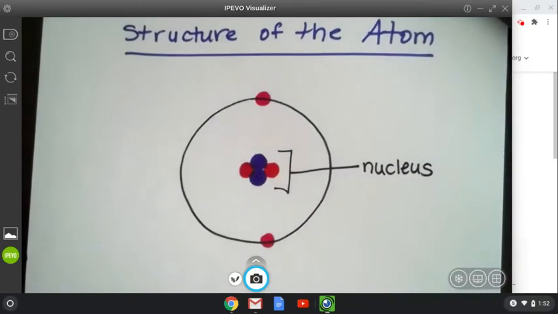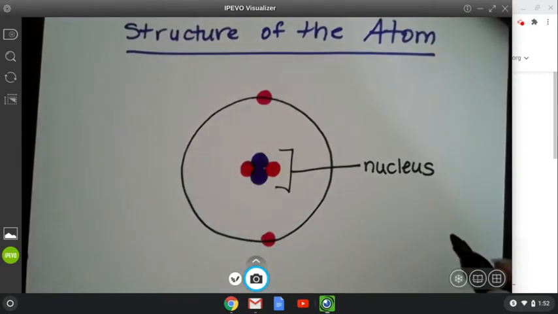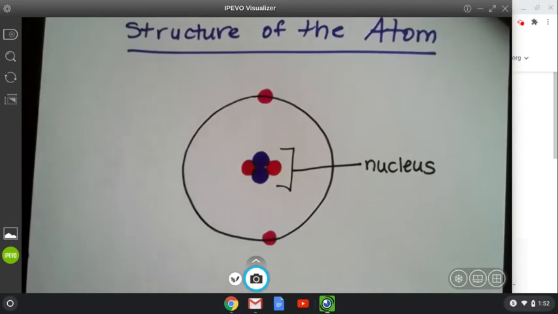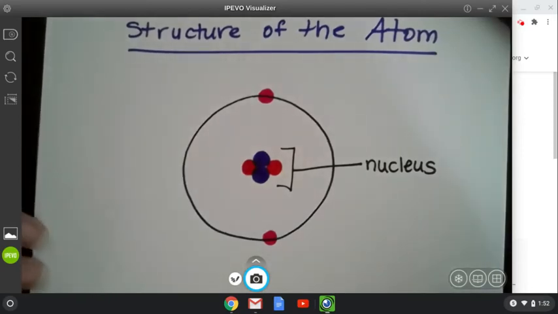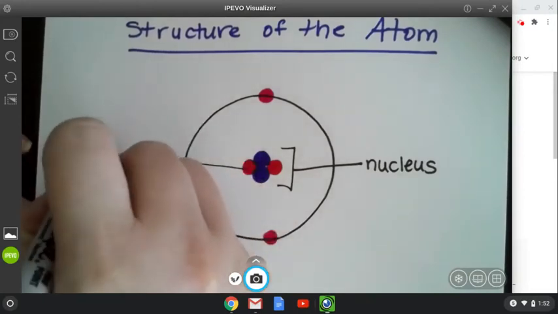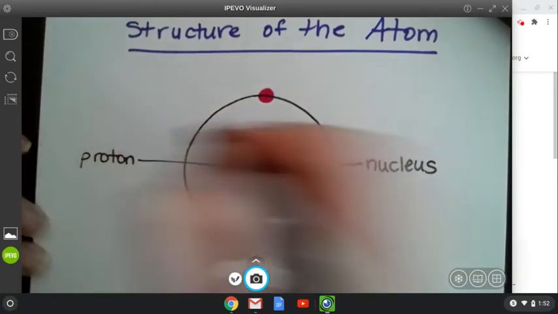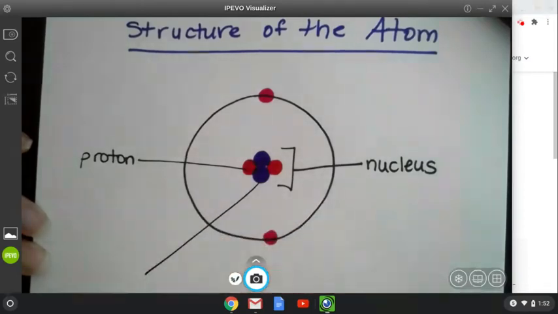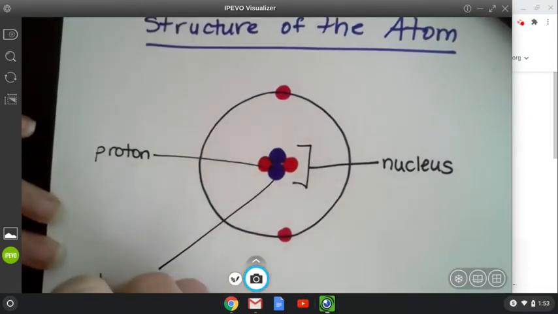The nucleus is also the word we use for the center of the cell, and cells are what we're going to talk about next, probably starting at the end of next week. We still have some things I want to do with the chemistry. The 2 types of subatomic particles that are found within the nucleus are protons and neutrons. So we'll say that this red one is a proton, and we'll make this blue one the neutron.